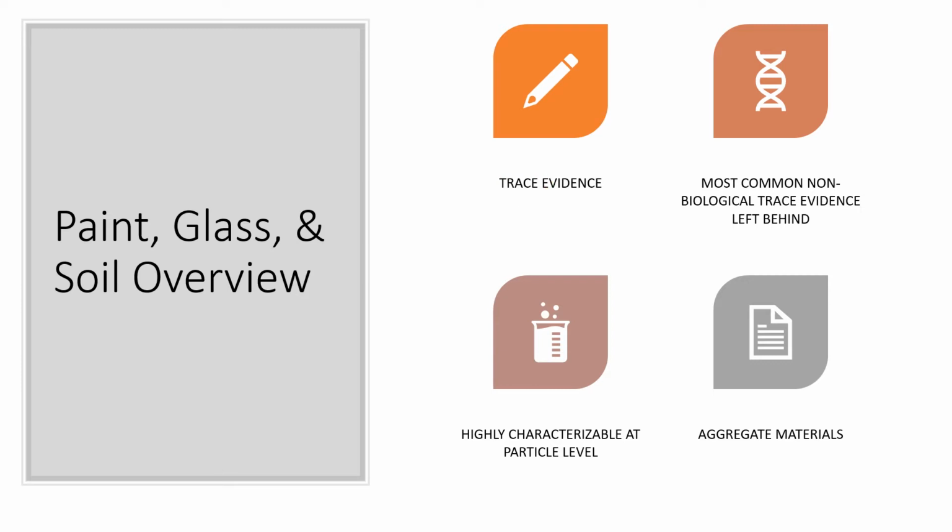Trace evidence like paint, glass, and soil are the most common non-biological evidence left behind. It's highly characterizable at the particle level. There are a lot of good objective techniques to evaluate these three different types of evidence to characterize exactly what they are or exactly what they're made of. And finally, all three of these are types of aggregate materials. They're all made of a bunch of different stuff. Strictly speaking, they're all types of mixtures.